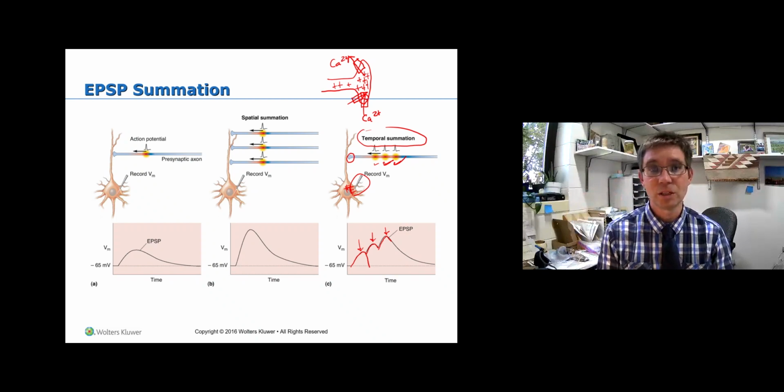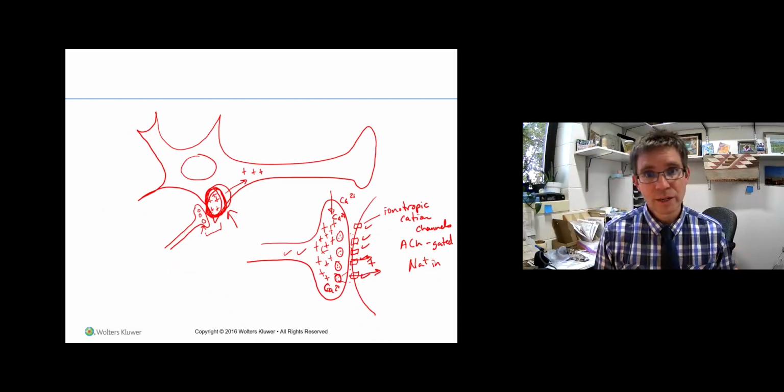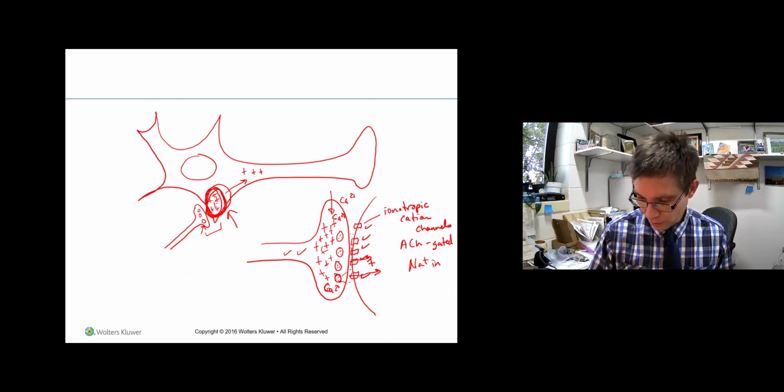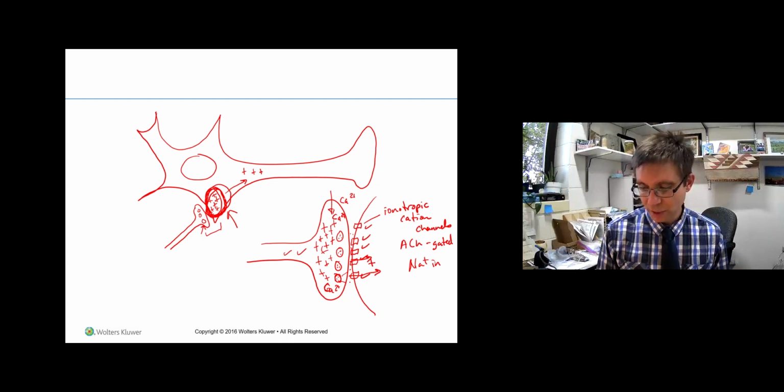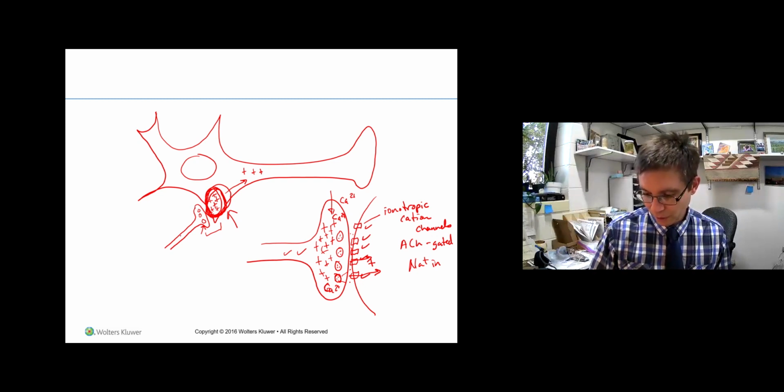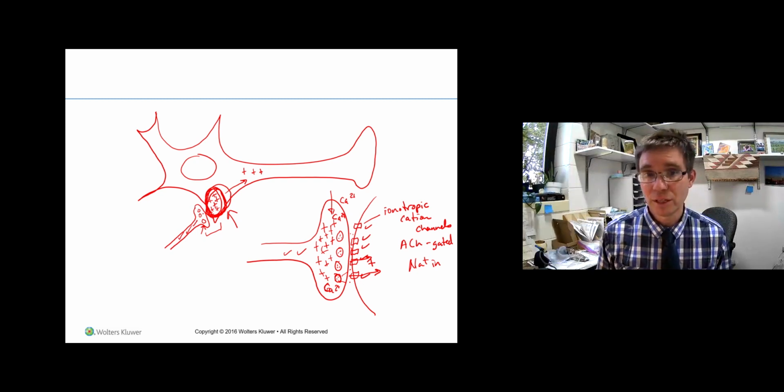in the presynaptic neuron. We just learned then that one way that you can increase the amount of depolarization in a dendrite is by releasing more neurotransmitter all at once. And that could be by firing action potentials one right after the other in an axon.